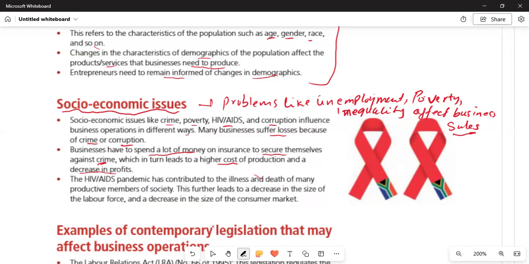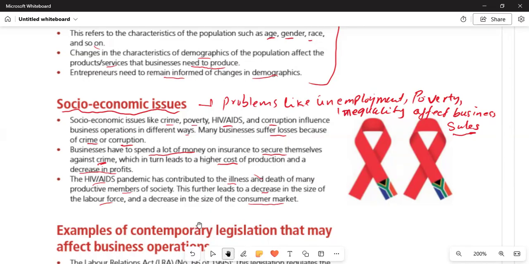The HIV and AIDS pandemic has contributed to the illness and death of many productive members of society. This further leads to a decrease in the size of the labor force and a decrease in the size of the consumer market. With this pandemic, it has contributed to illness, and there are other people who die because of HIV and AIDS, of which you find that those are very competent employees, productive members. So that is another problem.